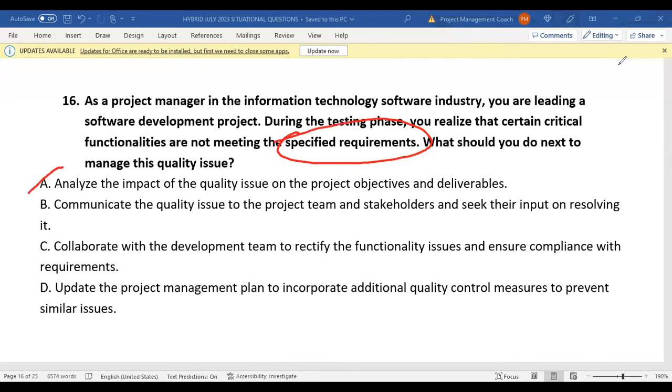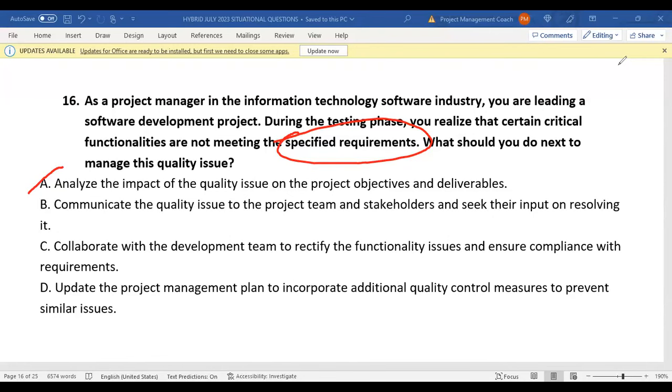It's like saying, well, these functions don't meet the specified requirements, but they don't hurt anyone. Let's go ahead and still use them. No, there needs to be some rectification. So doing an impact analysis is kind of inconsequential here. Bottom line is your functionalities are not meeting the specified requirements.